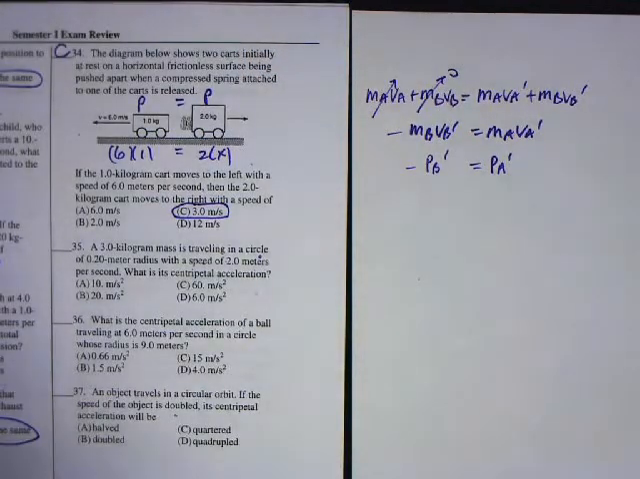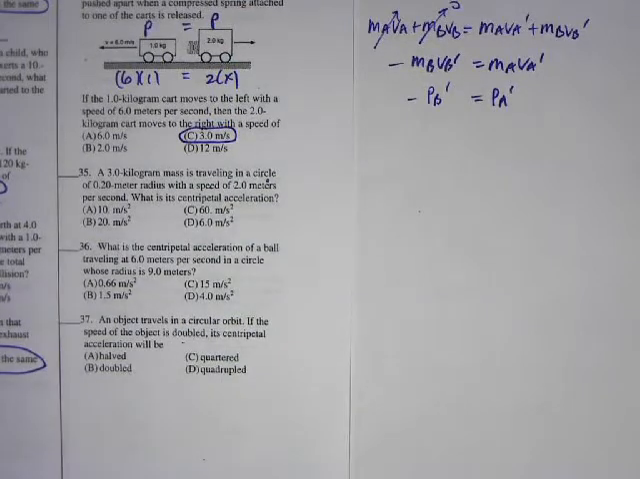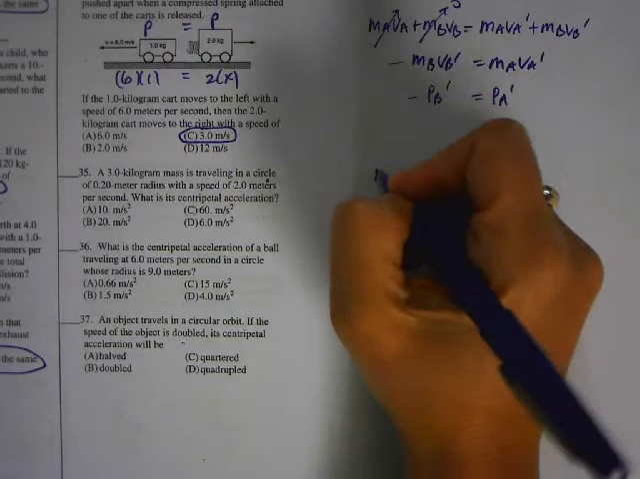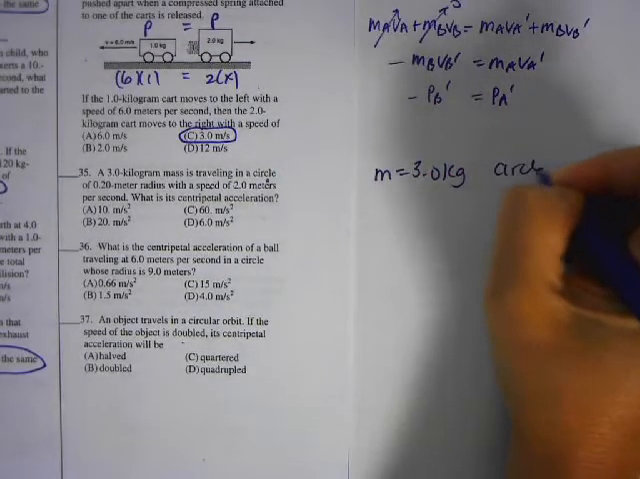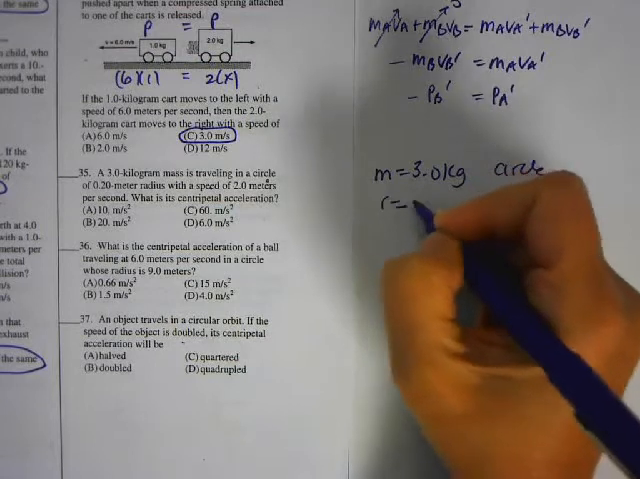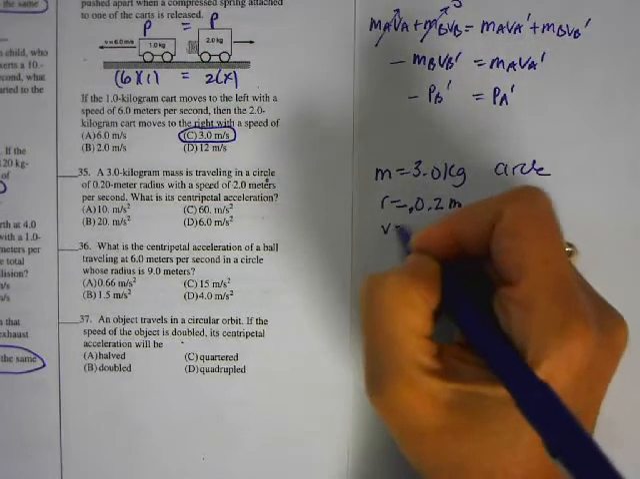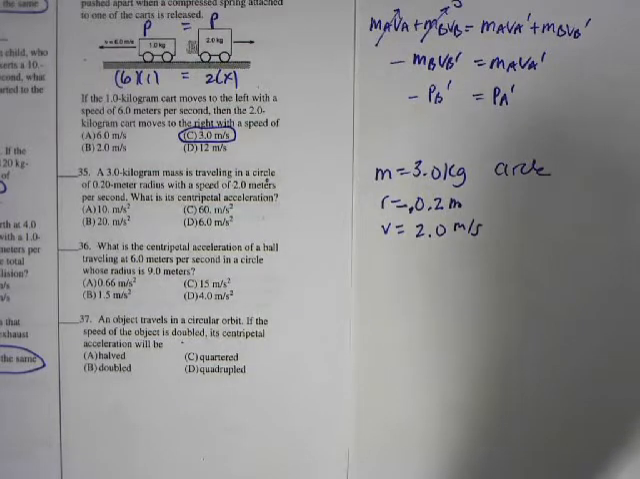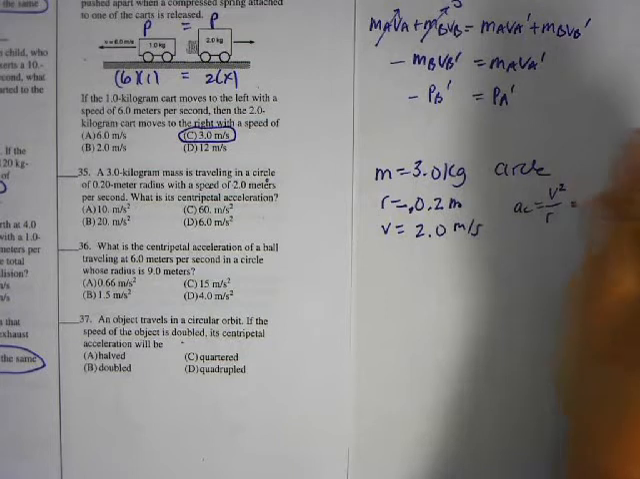Number 35. A 3-kilogram man is traveling in a circle with a 0.2 meter radius. So the mass is equal to 3 kilograms. He's traveling in a circle. The radius is equal to 0.2 meters. And the speed is equal to 2 meters per second. What is the centripetal acceleration? So centripetal acceleration is v squared over r.